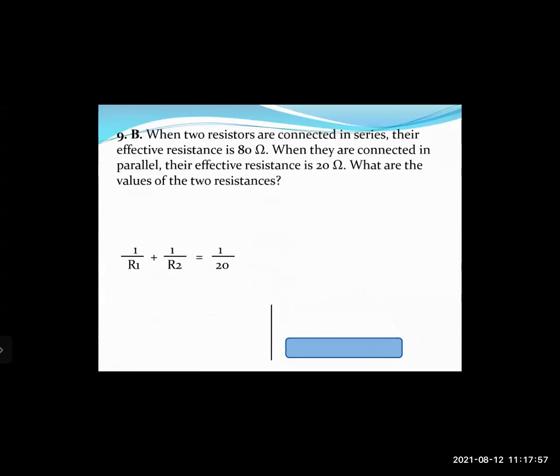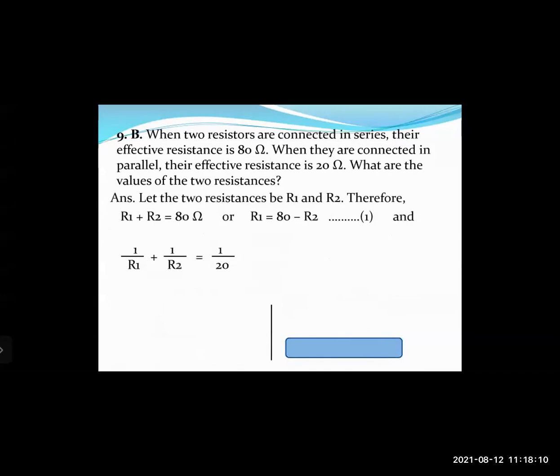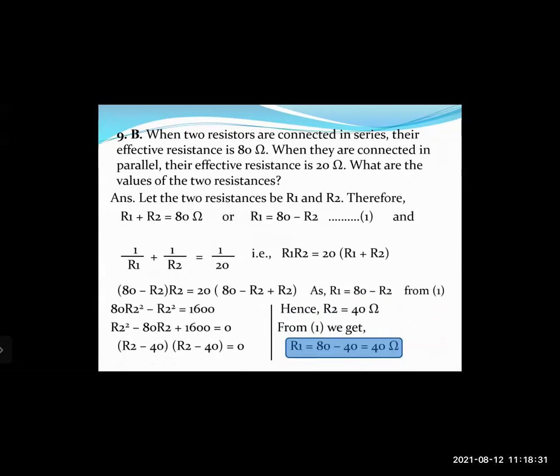Next question. When two resistors are connected in series, their effective resistance is 80 ohms. When they are connected in parallel, their effective resistance is 20. What are the values of the two resistances? First of all, let us write down. Let the two resistances be R1 and R2. Therefore, R1 plus R2 is equal to 80 ohms, or we can rearrange: R1 is equal to 80 minus R2. And when they are connected in parallel, their effective resistance is 20. That means 1 by R1 plus 1 by R2 is equal to 1 by 20. That is, R1 into R2 is equal to 20 into R1 plus R2.